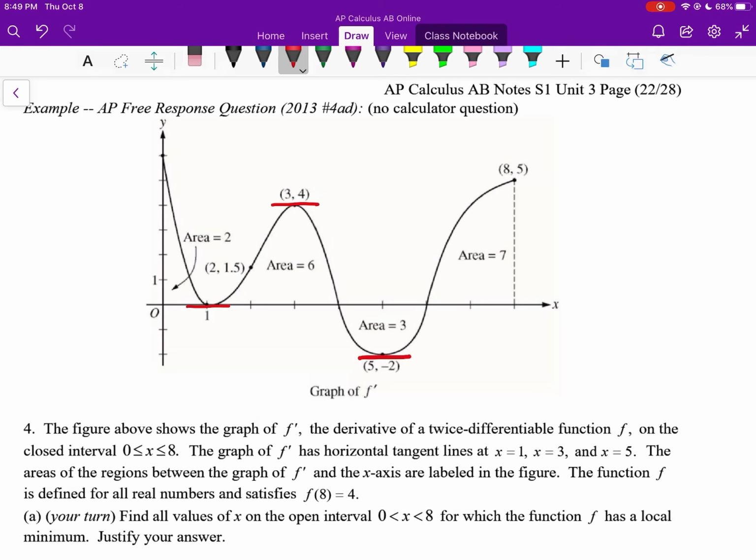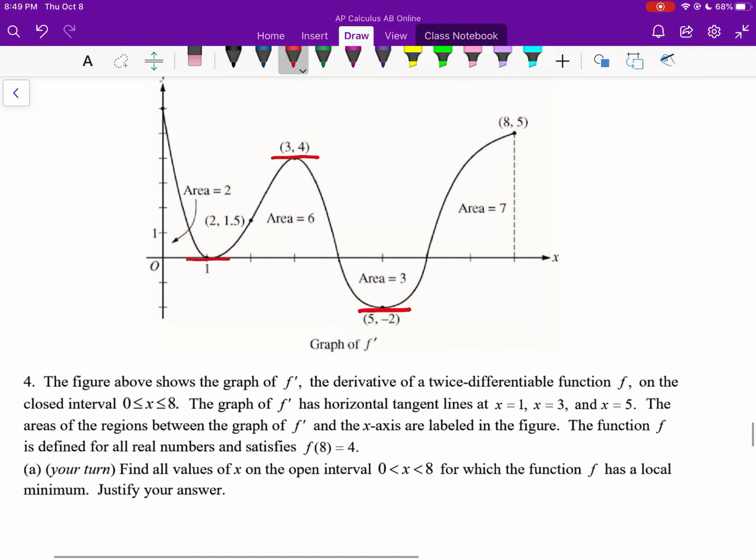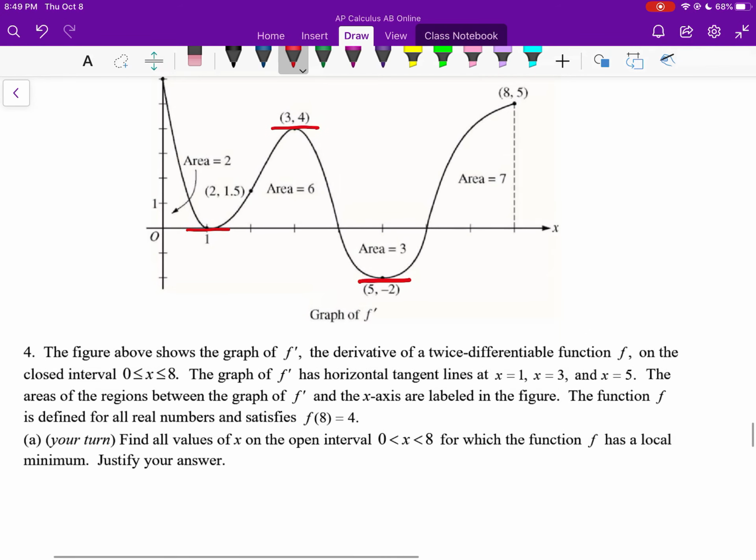And a lot of that information we don't need yet. We'll talk about that when we get to chapter 4, but we're not there yet. Your turn. Find all the values of x on the open interval between 0 and 8 for which the function f has a local minimum. Justify your answer. So give it a shot.